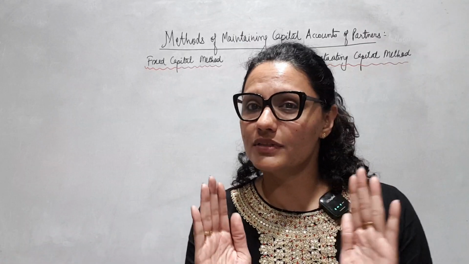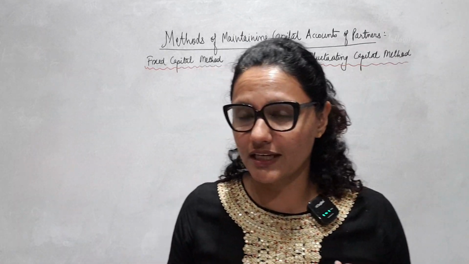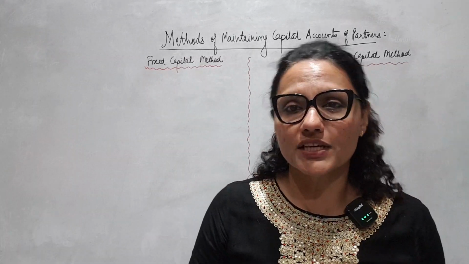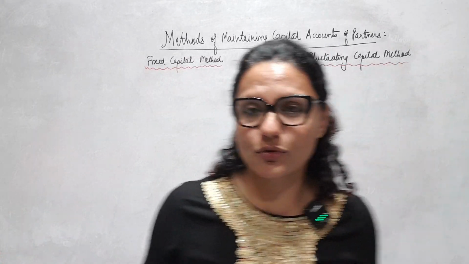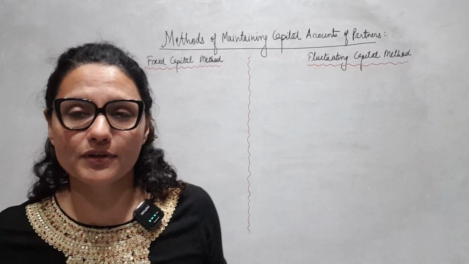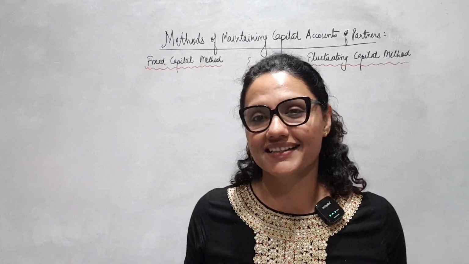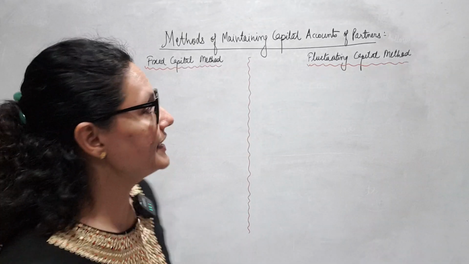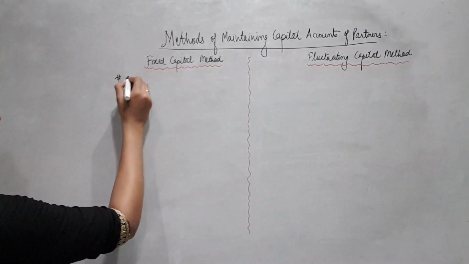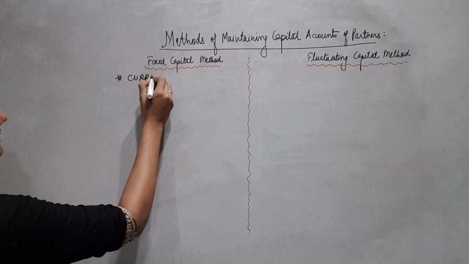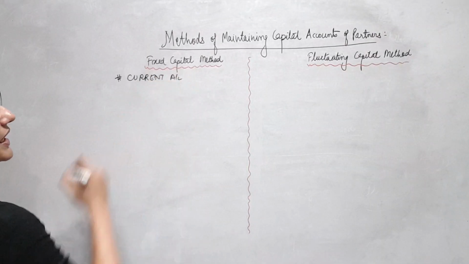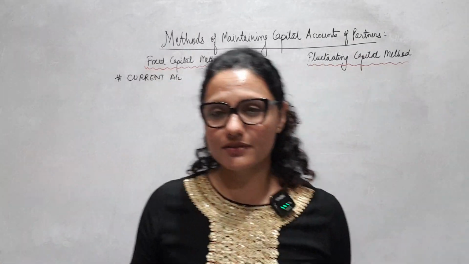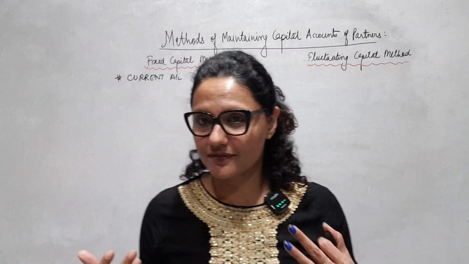So we don't want to disturb the capital account in this case. So capital account is called fixed. Of course, it will change. But when will it change? We will discuss shortly. But it will not change for every transaction that happens. So where are the other transactions supposed to go if not to the capital account? Yes. We open a current account here. So in this method, we open a current account of partners, in which I will record all these transactions that keep happening throughout the year.